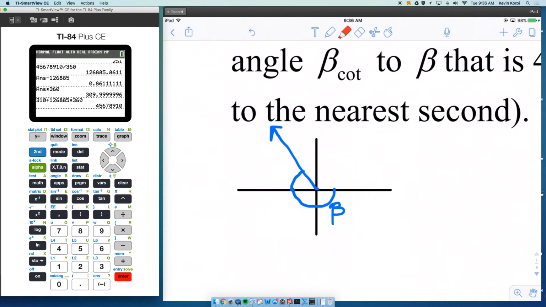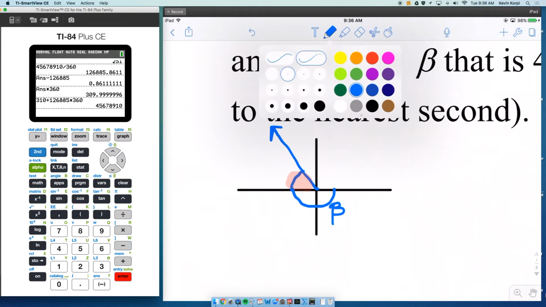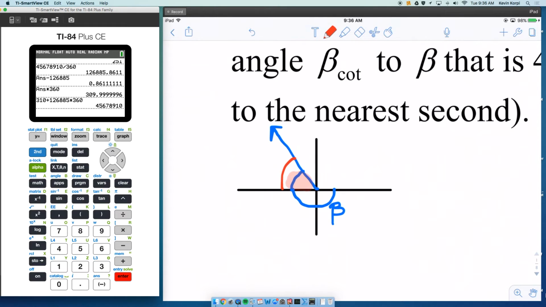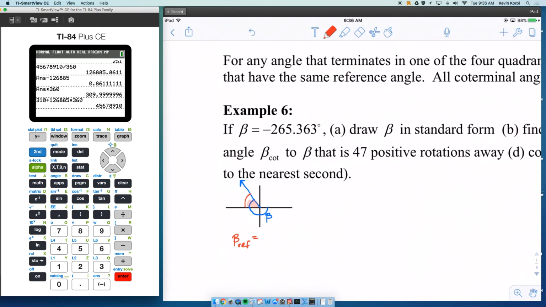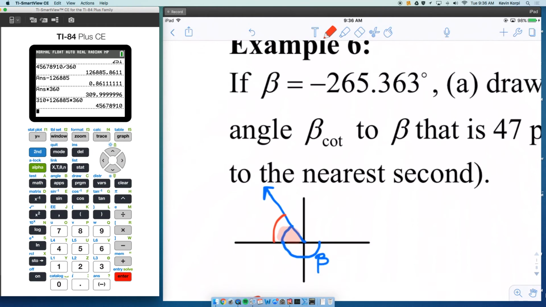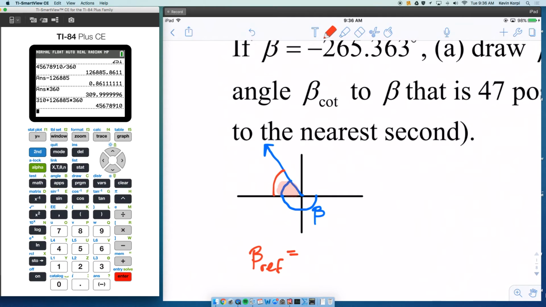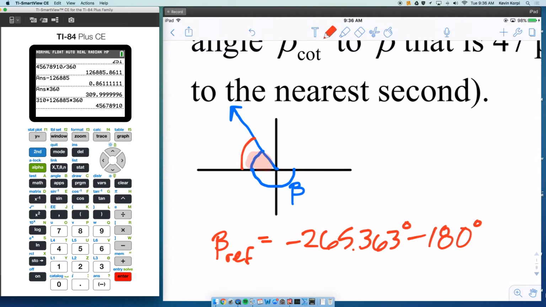Part B, find the reference angle. Okie dokie. Well, the reference angle is going to be the positive acute angle between the terminal ray and the closest x-axis, which is over here at 180. So how am I going to find that? Well, you got to be careful. If I do the angle minus 180, the angle's negative. So if I go negative 265.363 minus 180, yeah, that's going to add them and give me an even more negative angle.